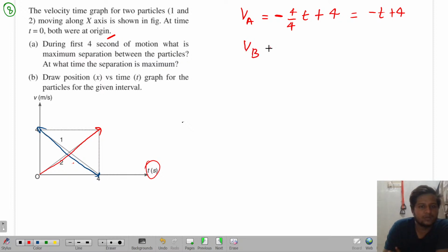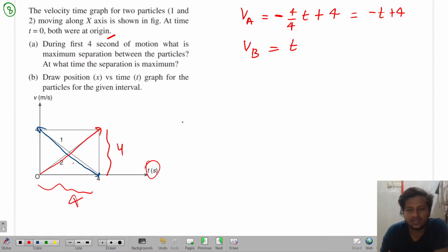The velocity of B will have which equation? Try to see for the velocity of B. Your height is 4. Your base is 4. So that means the slope is 1. So it is equal to t. The intercept is again just 0. Yes or no? Are you able to get me or not, everyone?